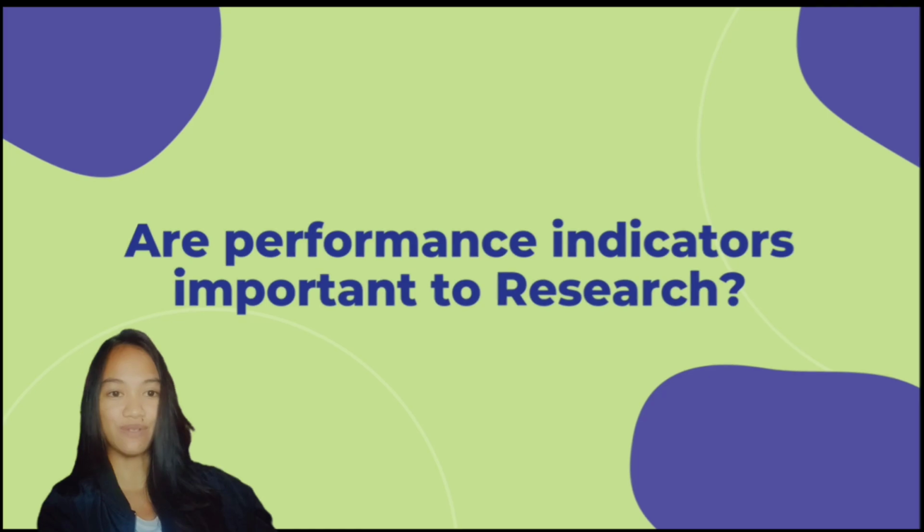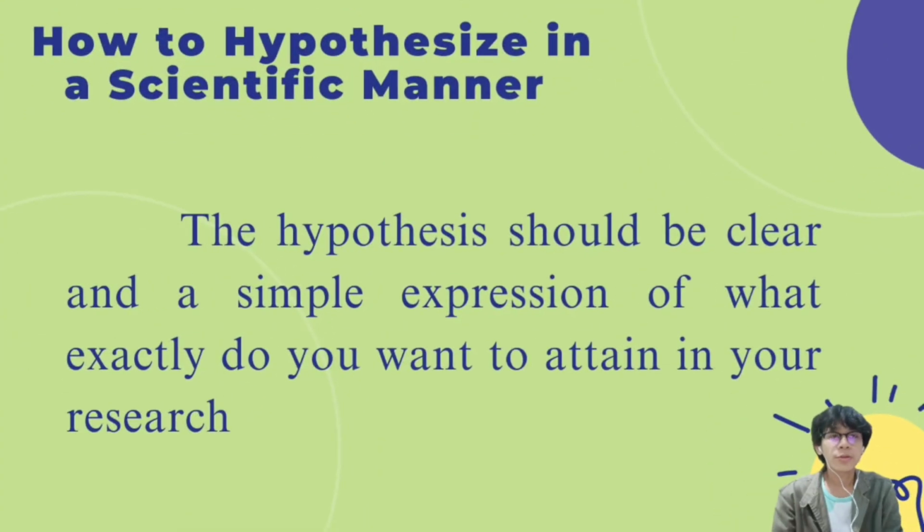Thank you. Good day, I am Anthony Carl C. Panilag, and today I will be explaining my topic on how to hypothesize in a scientific manner. The hypothesis should be a clear and simple expression of what exactly you want to attain in your research. Simply, this means that the hypothesis should exclude any judgment or opinions that the researcher might have.